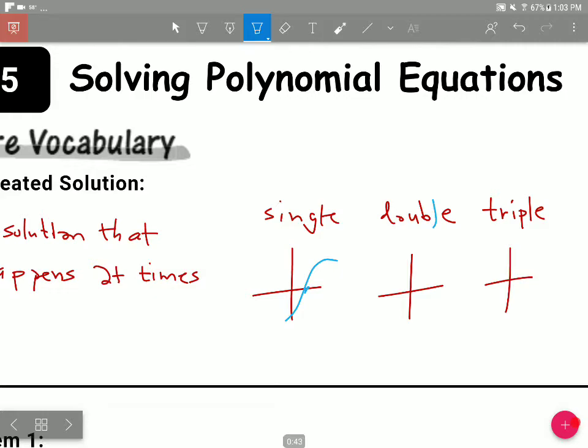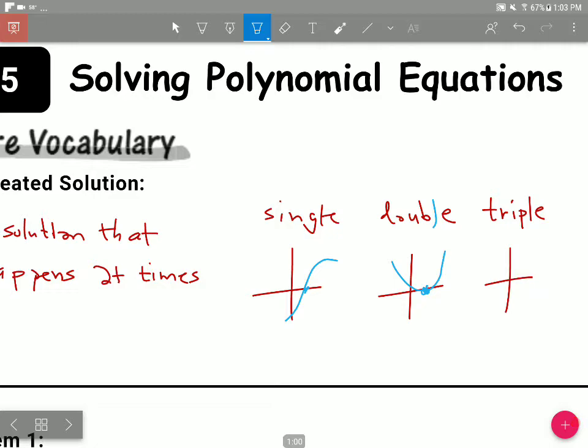If you have a single root, the graph, whatever it's doing, just kind of goes right through it as if nothing's happened. A single root just goes straight through it, like it didn't even slow down, ask questions, whatever. A double root actually comes down and hits it and then bounces back the other direction. It will touch it in one spot and then go the other direction.